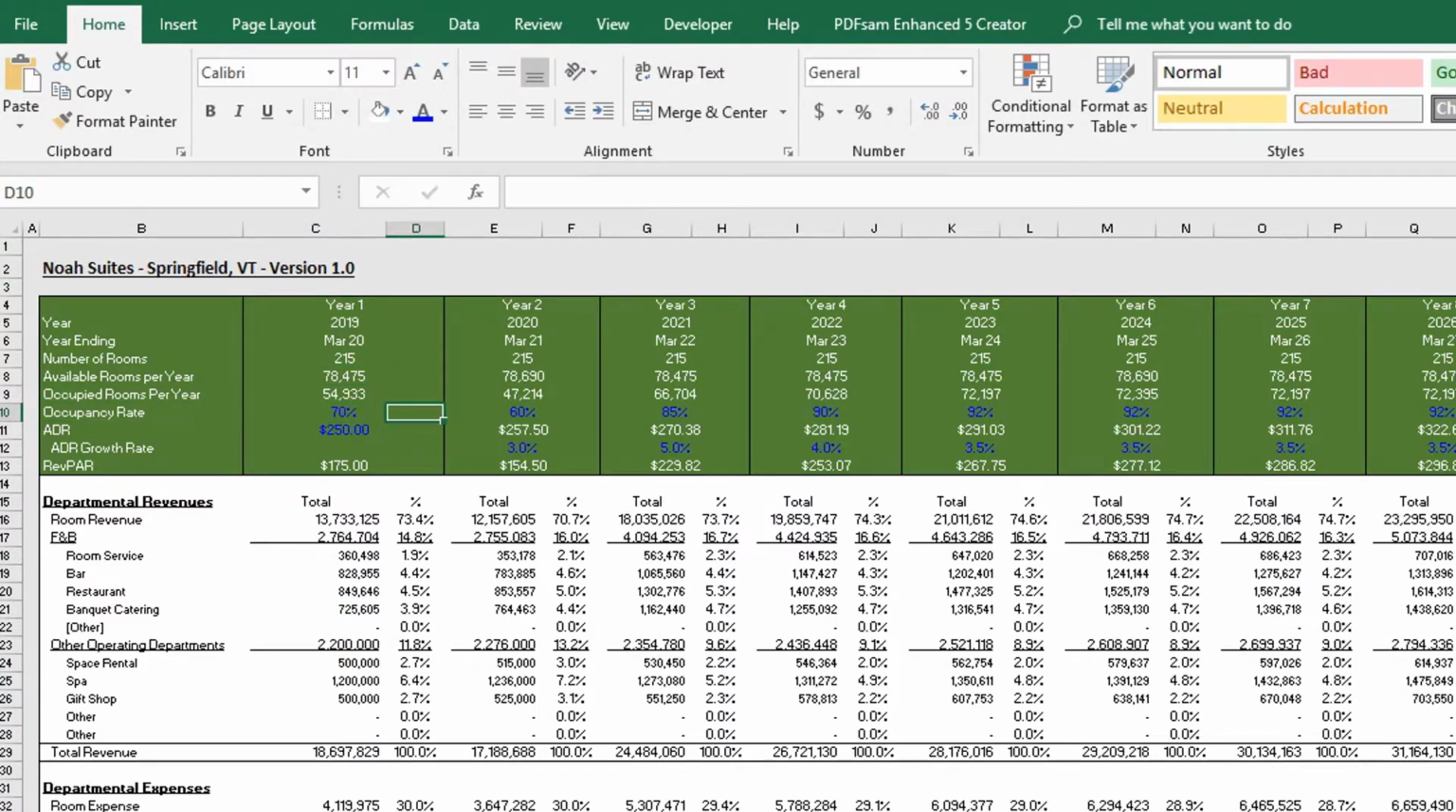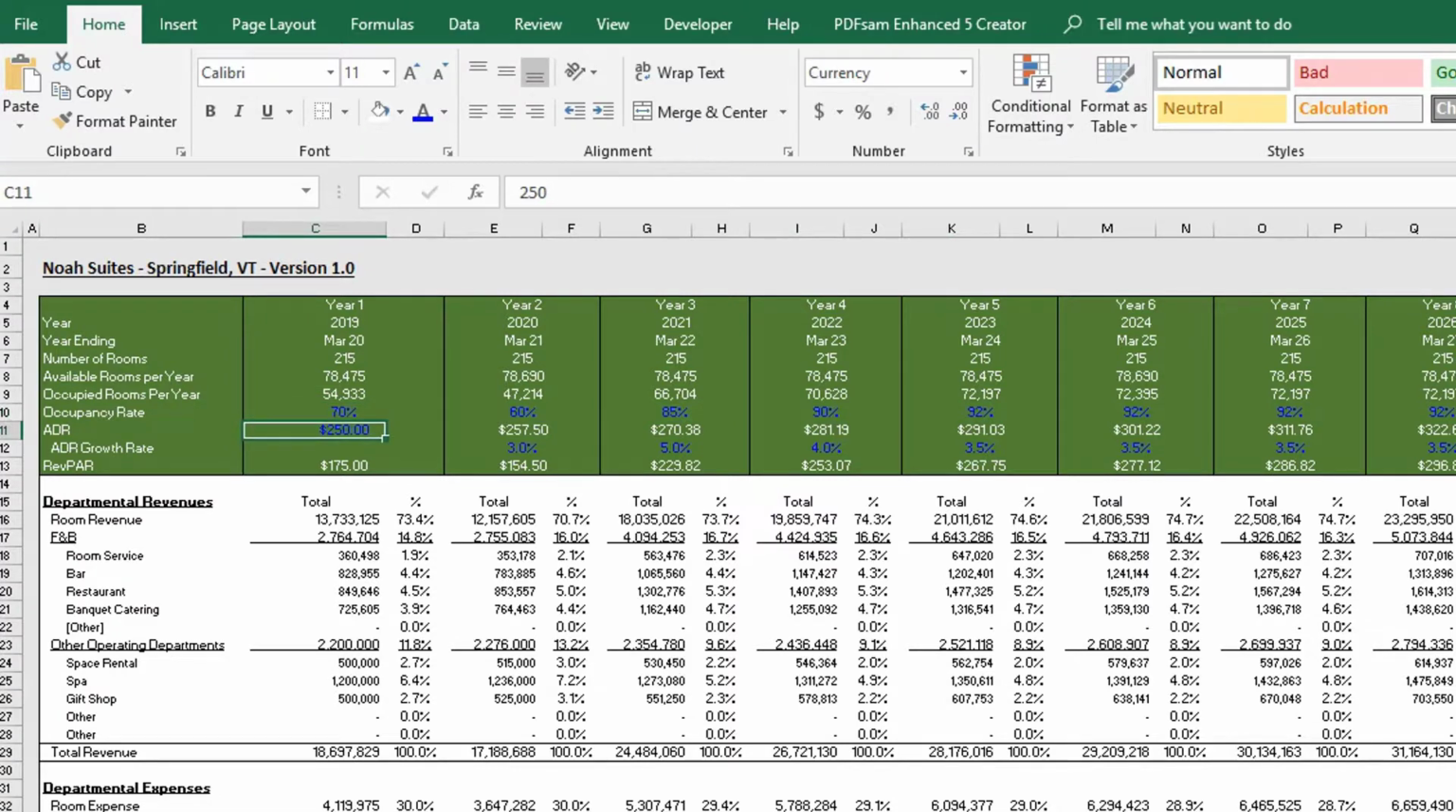Now, here is an important input that you need to be aware of. There are a couple of inputs on, I think, every page except for our cash flow summary page. So here you'll put the occupancy rate information for every year that you're projecting forward.